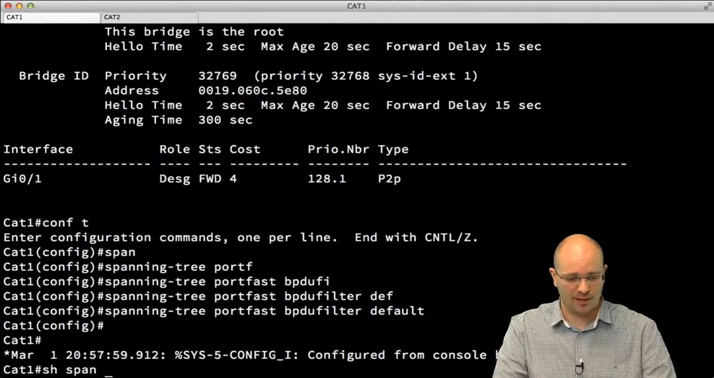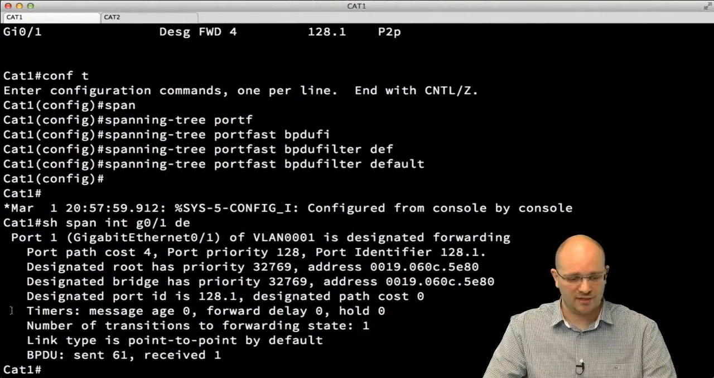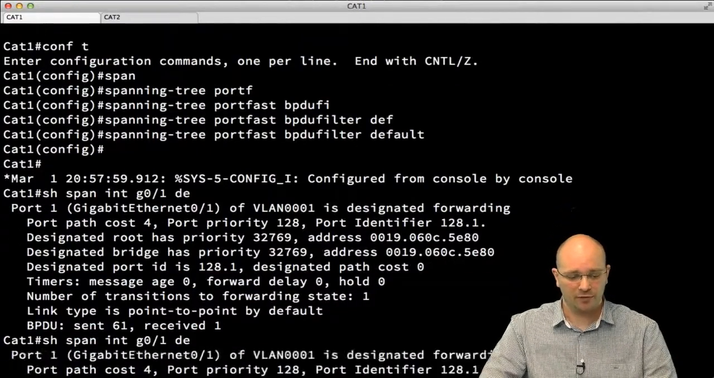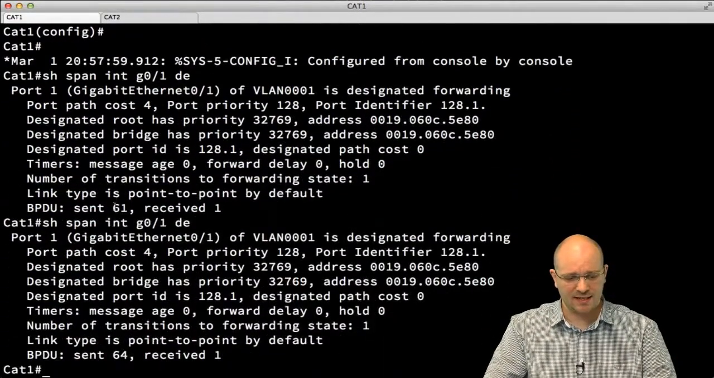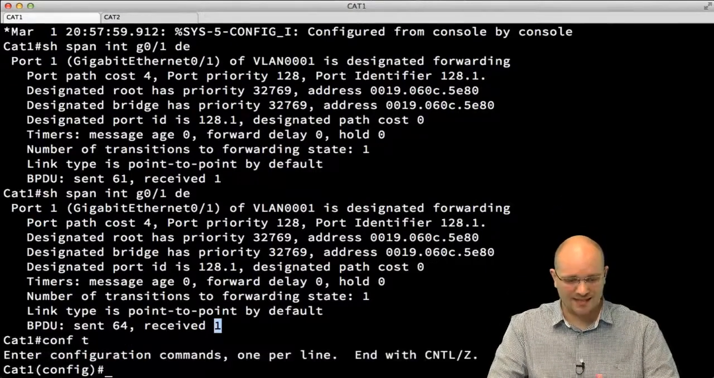If I do show spanning-tree interface Gigabit 0/1 detail, I'm not going to see any information about that in this output. Furthermore, I can see that some BPDUs are actually being transmitted. I have also received one BPDU from the other side, and that was when this interface initially came up, when Cat1 and Cat2 were determining who needs to be the root. So let's see if my global configuration actually does anything.